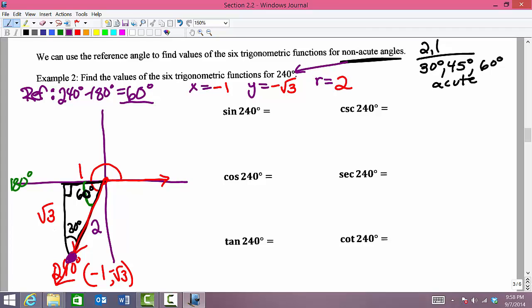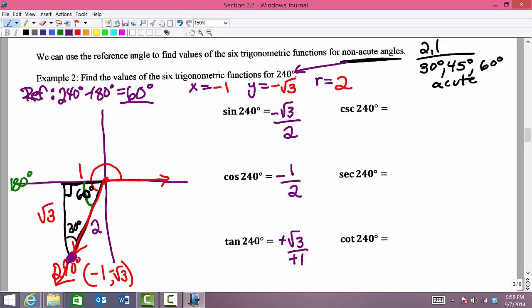Now how does that help us with sine? Well, we know that y is negative square root of 3 and r is 2. Cosine is x over r, so it's -1 divided by 2. Tangent, y over x, so that would be negative square root of 3 divided by -1. And of course, two negatives give us a positive.